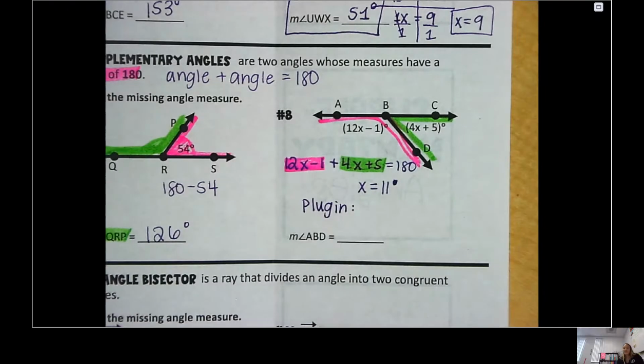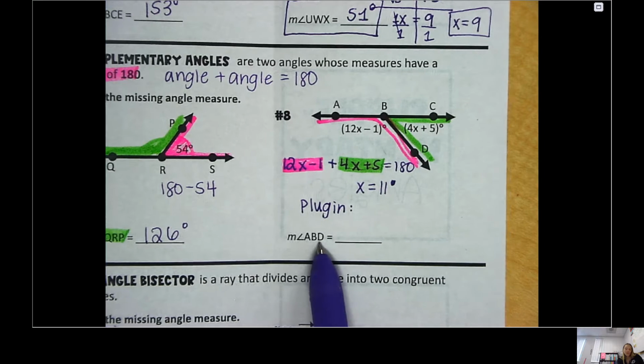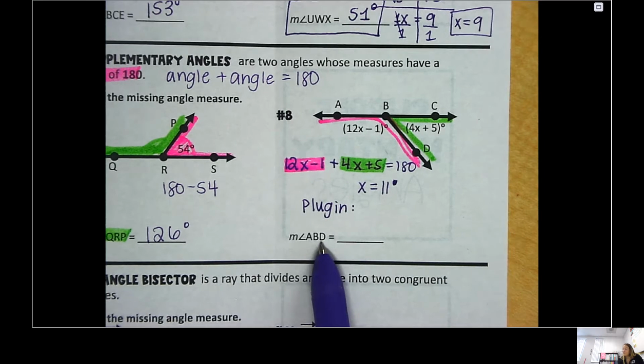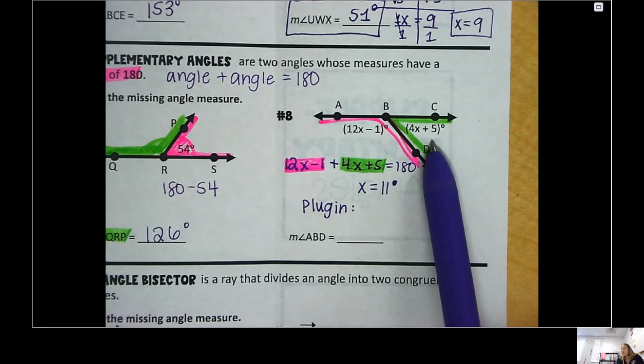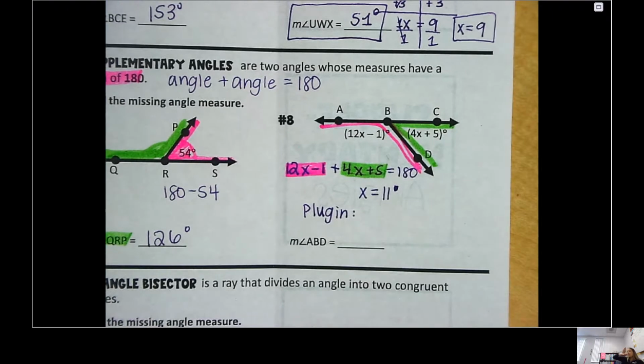Which one should you plug it into? The 12x minus 1 or the 4x plus 5? What am I asking for in this picture, Chelsea? Okay. What am I asking for, though? The other one, but that's okay, because if you plugged it into the green one and you got your number, couldn't you just do 180 minus that number? And then you're left with what you got. So it really doesn't matter which one you plug it into, because you can still get both in the end.